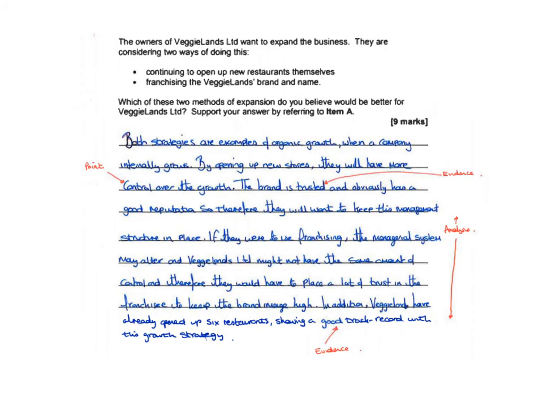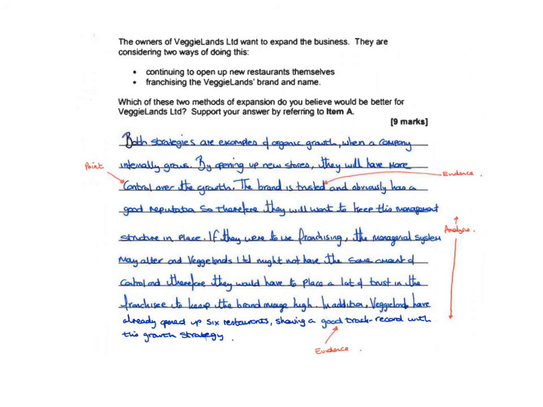The brand is trusted and obviously has a good reputation, so therefore they'll want to keep this management structure in place. If they were to use franchising, the managerial system may alter, and Vegeland Limited might not have the same amount of control, and therefore they would have to place a lot of trust in the franchisee to keep the brand image high. So that's my analysis. I'm referring back to the evidence, but also my main point. And don't be afraid to look at, well, actually, one of the reasons why this point is so valid is because of the issues of the other option.